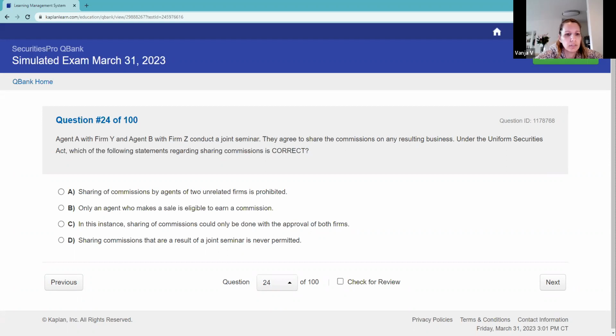That is true. Let's see what else. Only an agent who makes a sale is eligible to earn a commission. Nope. In this instance, sharing of commission could only be done with the approval of both firms. Nope. Sharing commissions that are a result of a joint seminar is never permitted. No. So the correct answer is sharing of commission by agents of two unrelated firms is prohibited. So A. Excellent.